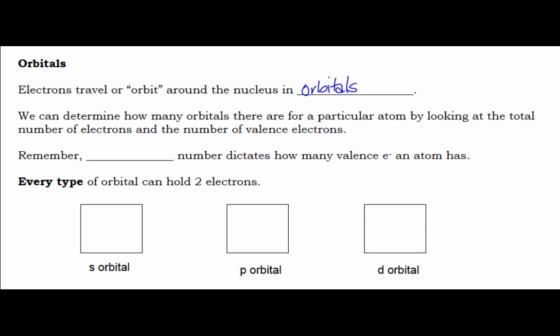We can determine how many orbitals there are for a particular atom by looking at its total number of electrons and number of valence electrons. Remember, the group number dictates how many valence electrons there are. And I'm going to show you another way of figuring that out as well.